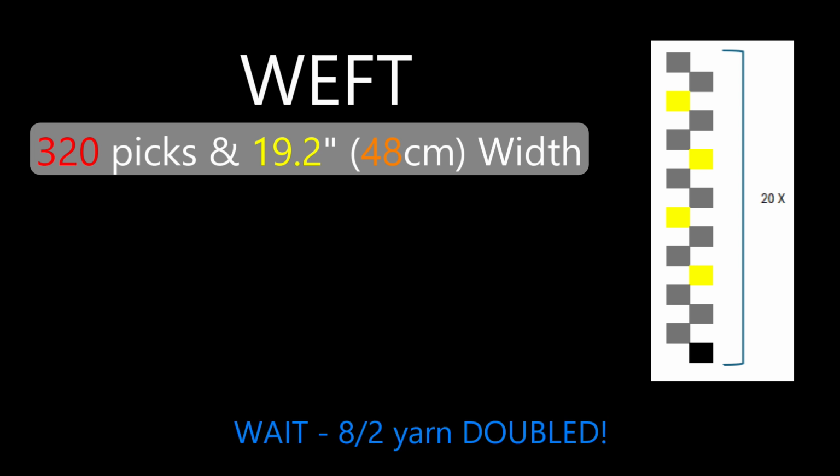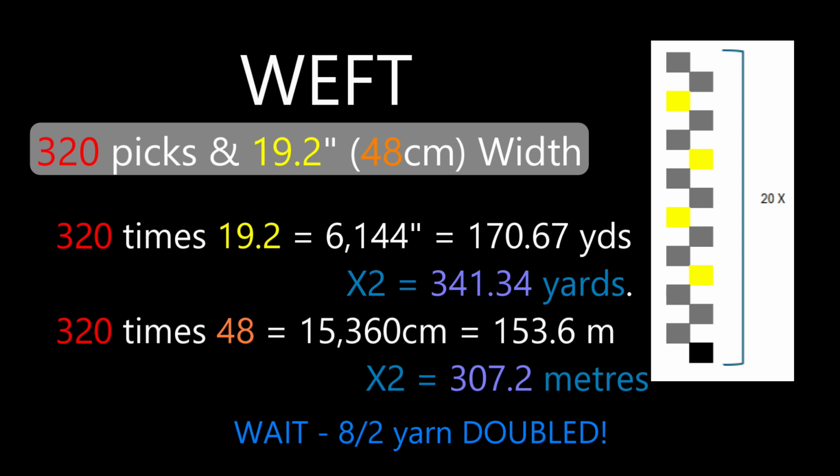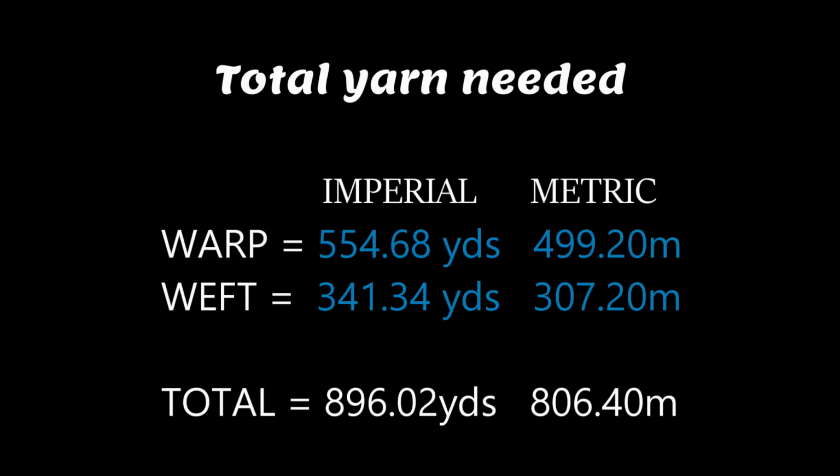Now again, this would be it if you are using your yarn single, but we are doubling our weft, so we need to double our results here. So that would be 341.34 yards in imperial and 307.2 metres in metric. So now here we are. Total yarn needed in imperial, 896.02 yards, and that's just adding in our warp and weft together. And in metric, 806.4 metres, adding warp and weft together.